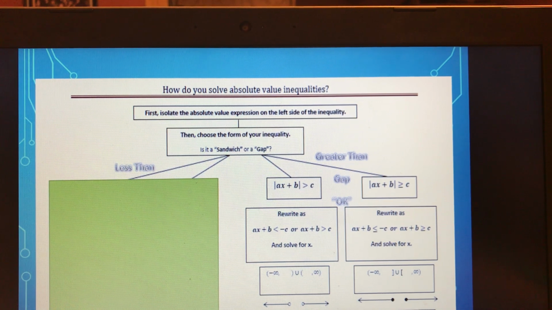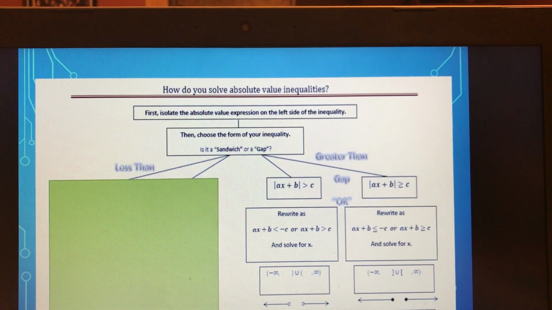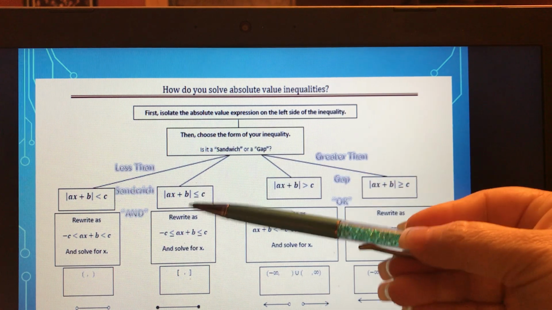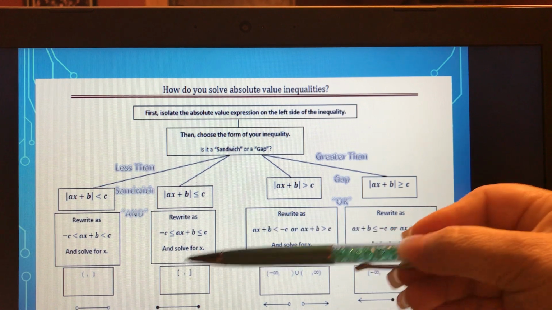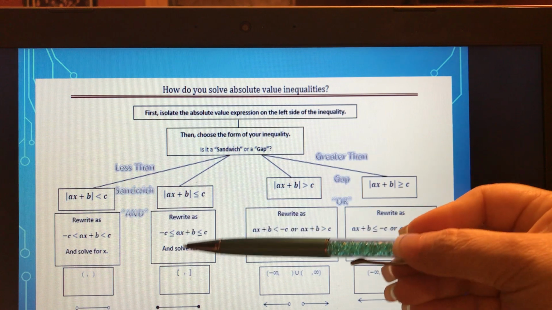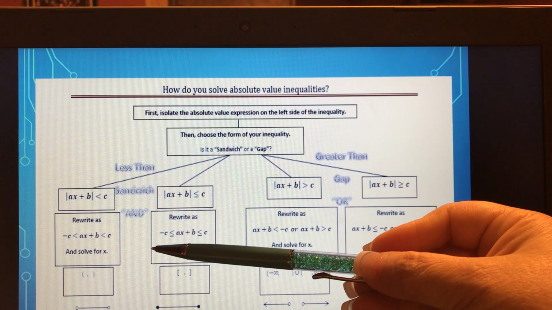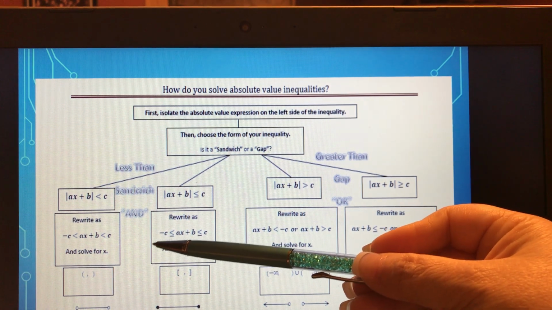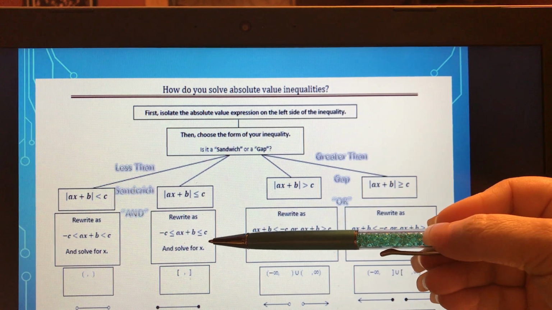All right, how about less than? Less than sandwich. Okay, if it's a less than symbol, it's going to be a sandwich answer. And remember, this is after you've isolated your absolute value. In that case, we know that since it's less than, that's going to give us a sandwich. So a sandwich can be written as an inequality with the absolute value part in the middle. You'll drop the absolute value signs, and then you will have the opposite first and then the same to the right of your equation.